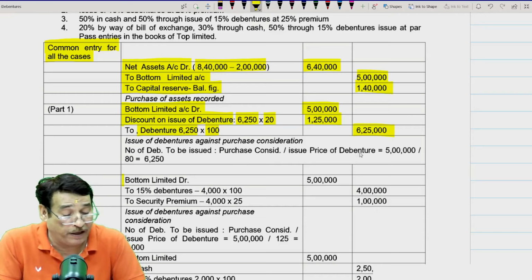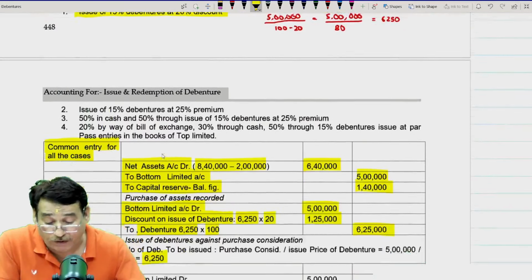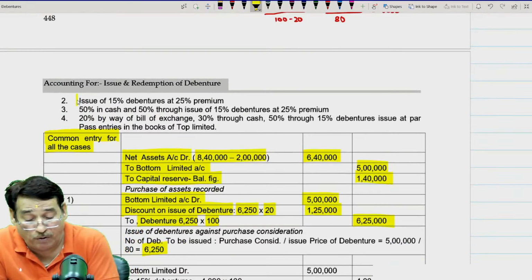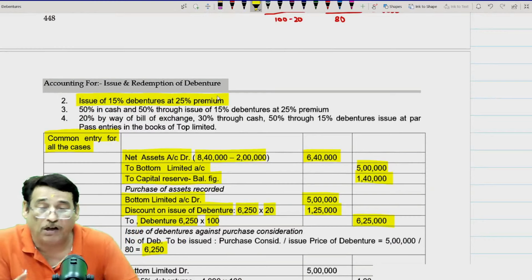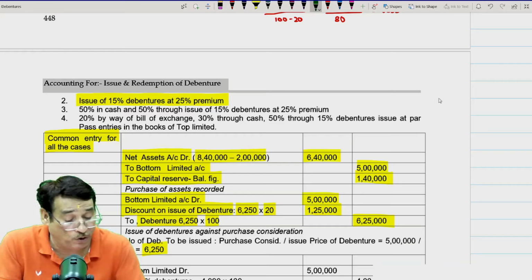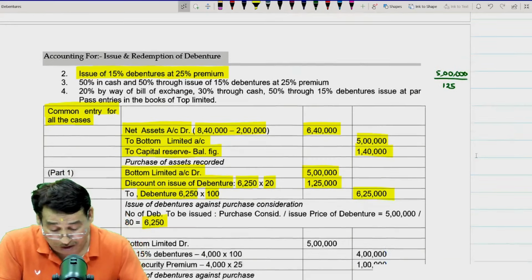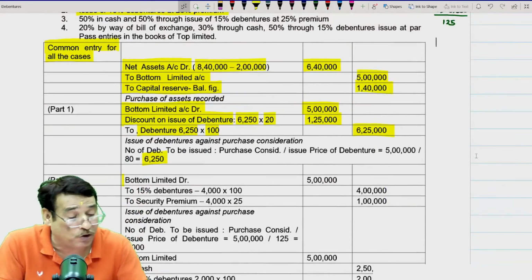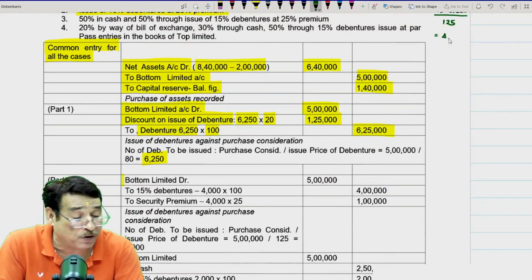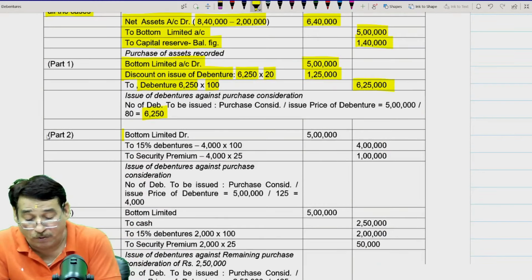Purchase consideration divided by issue price of debenture, so 6250. Now case number 2: what will be your entry if you are going to issue 15% debenture at 25% premium? If you are going to issue 15% debenture, you have to pay 5 lakh. And this time you are issuing your debenture at 25% premium, so 125. So in case number 2, how many debentures will you be issuing? You will be issuing 4,000 debentures. So this is your entry number 2, that is part 2.